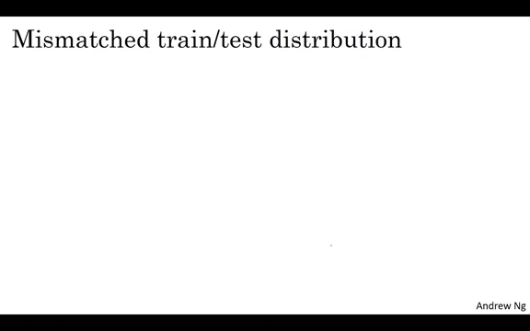One other trend we're seeing in the era of modern deep learning is that more and more people train on mismatched train and test distributions.